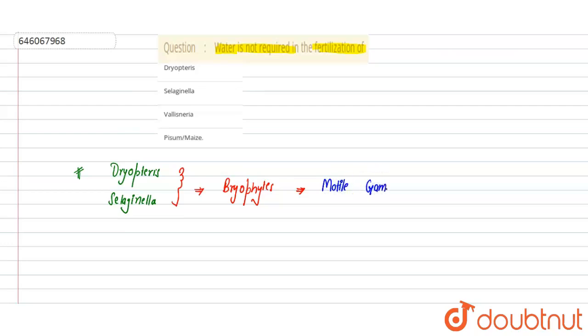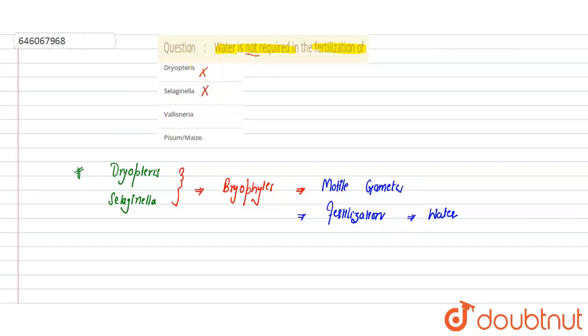These motile gametes are released in the water. Fusion or fertilization takes place externally, in the water. It results in the formation of the zygote, which develops into the sporophyte. So both Dioteris and Selaginella need water. In the question they have asked which is not required, so these become incorrect options.